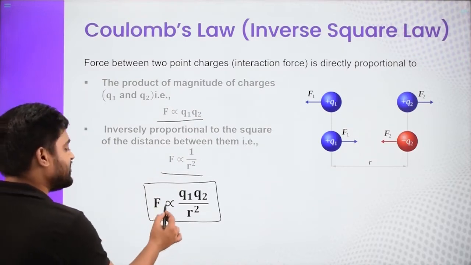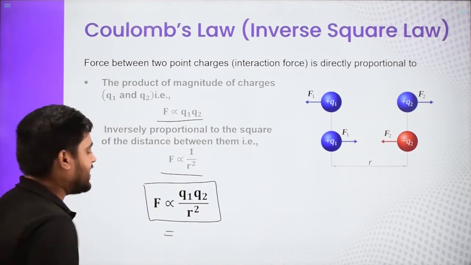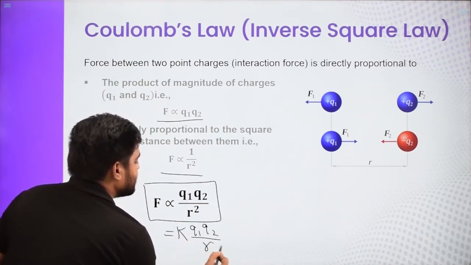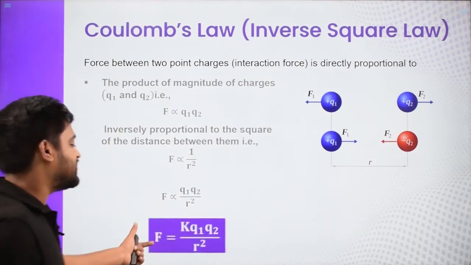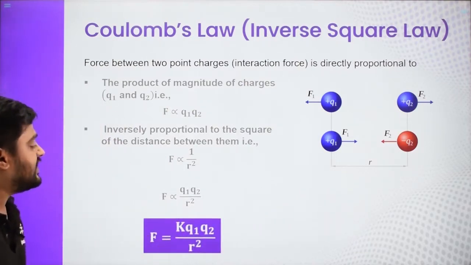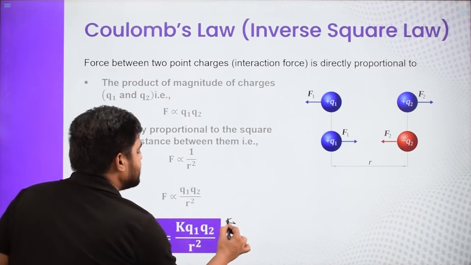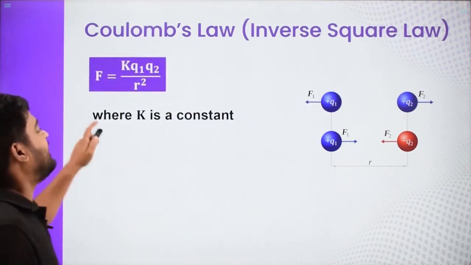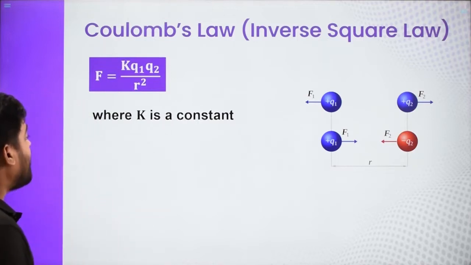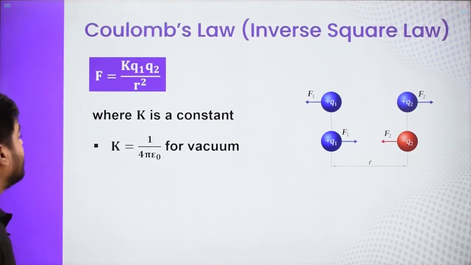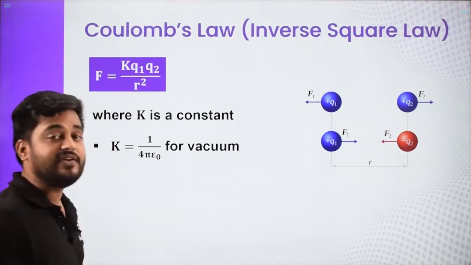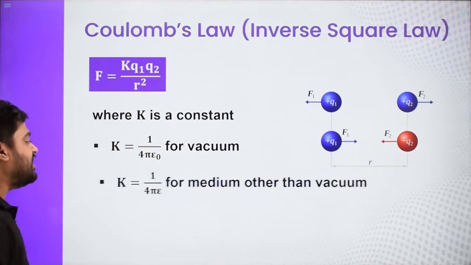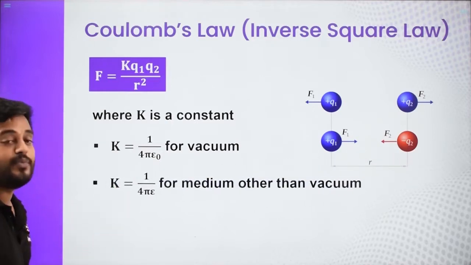When you remove the proportionality sign and make it an equal sign, there will be a constant. So it becomes K Q1 Q2 by R square. So eventually this is Coulomb's law in mathematical form. F is equal to K Q1 Q2 by R square. Let us discuss this formula. So what is K? K is nothing but a constant. Now the value of K is 1 upon 4 pi epsilon naught if we are talking about vacuum. And if we are talking about another medium, then K is 1 upon 4 pi epsilon.